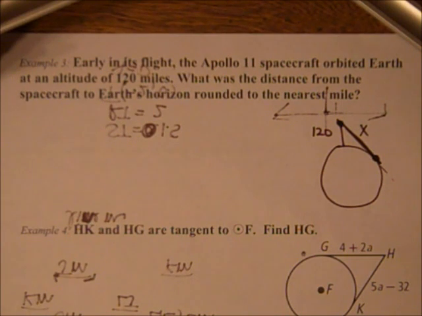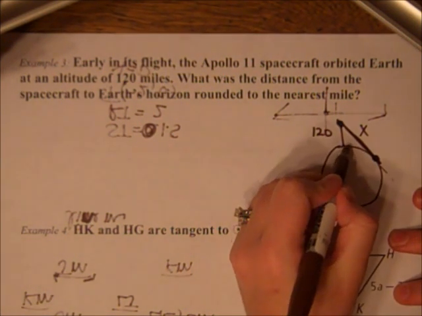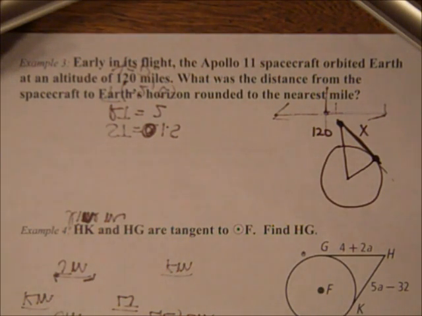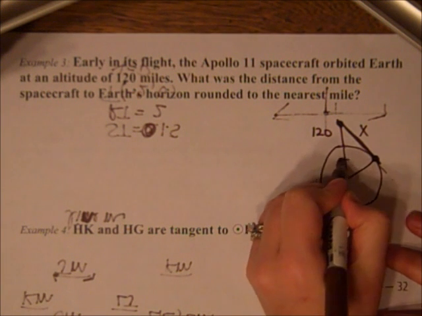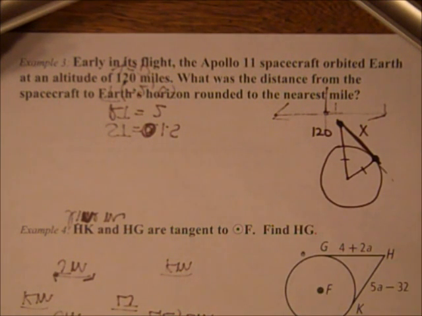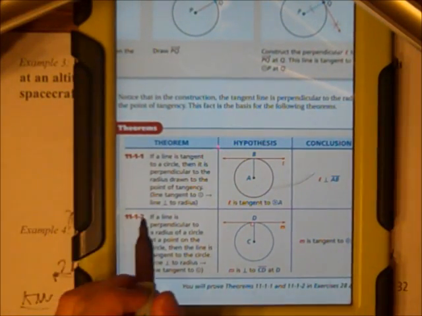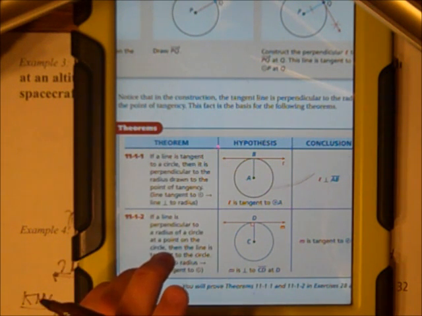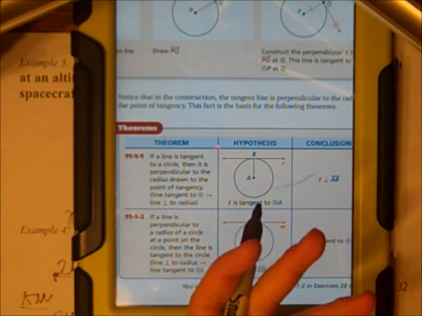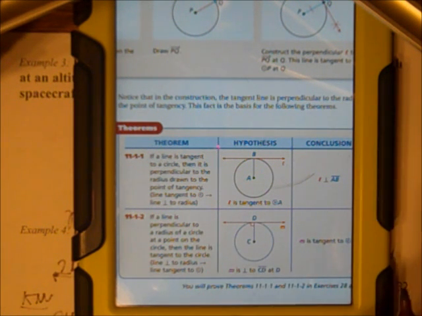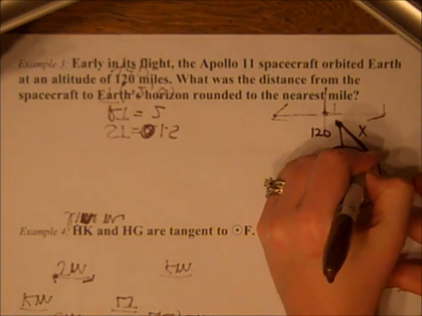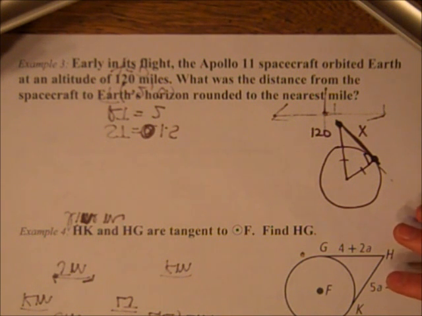Okay, so a couple things you need to know for this. We are going to draw in 2 radii in order to make this a triangle right here. So these are both radii, so they're going to be congruent. Theorem 11.1.1 in your vocabulary chart says if a line is tangent to a circle, then it is perpendicular to the radius drawn to the point of tangency. So basically, anytime a radius and a tangent line run into each other, they're going to be perpendicular. So that tells us that this is a right triangle right here.